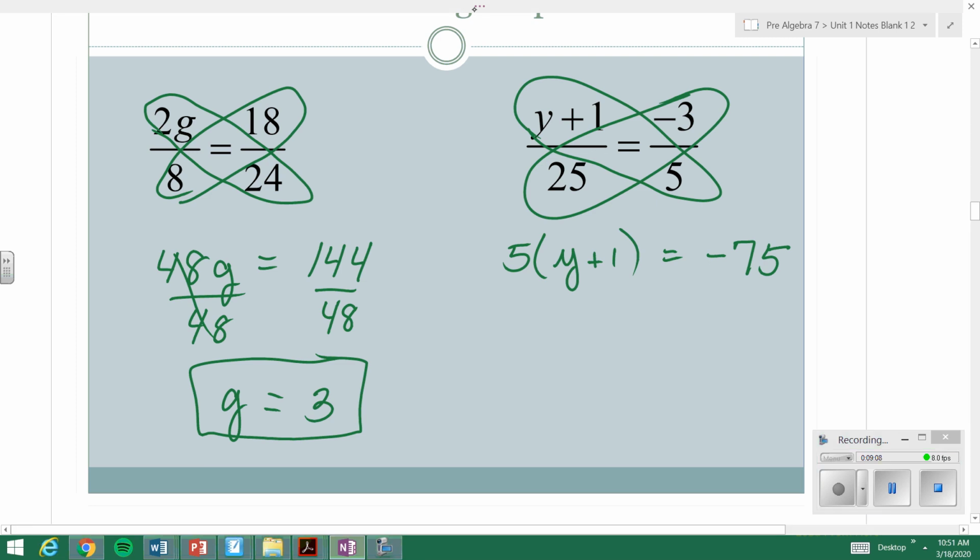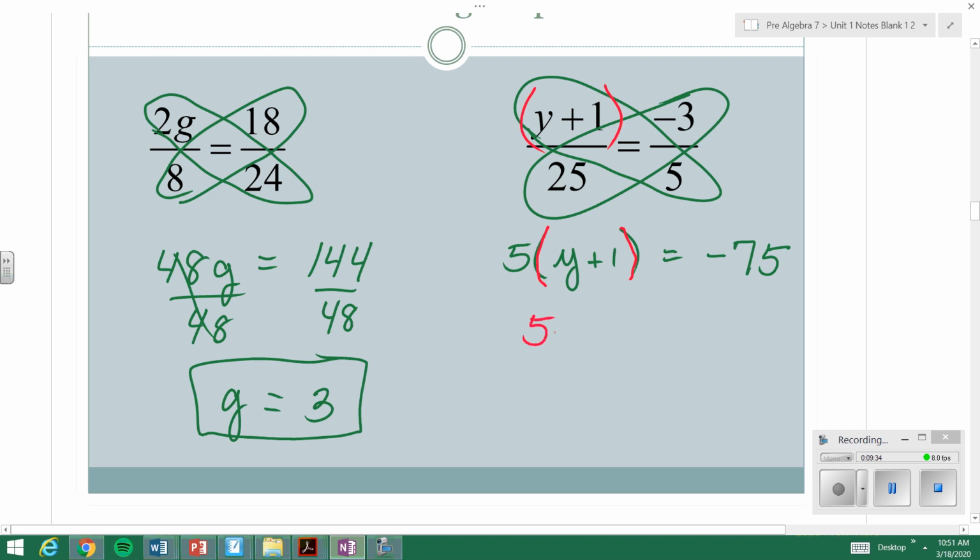On the next one, I have this binomial in it. Make sure that you break out the distributive property. 5 times y plus 1, you need to break out those parentheses. This is a group up top. So 5 times y plus 1 is our one cross product, or I should say, more mathematically astute, 5 times the sum of y and 1 is equal to 25 times negative 3, which is negative 75.